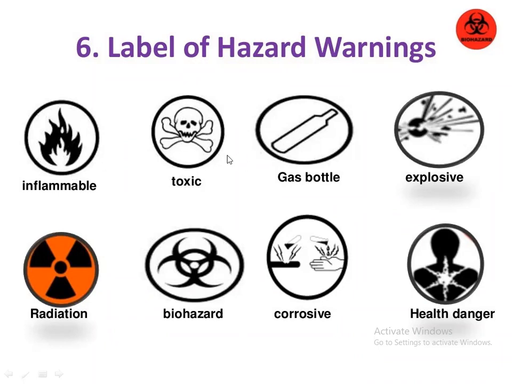If it is toxic, this symbol should be given. Toxic substances are poisonous, harmful to human beings. Gas bottle is shown by this label. Explosive: if any material is explosive, then that is shown by this symbol.